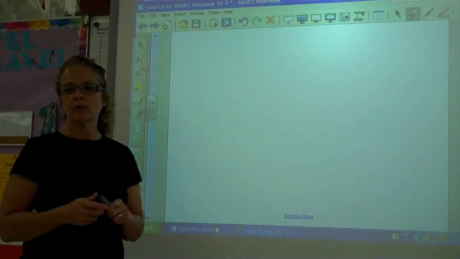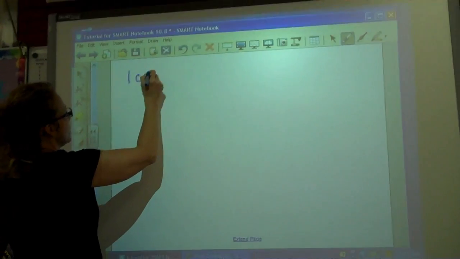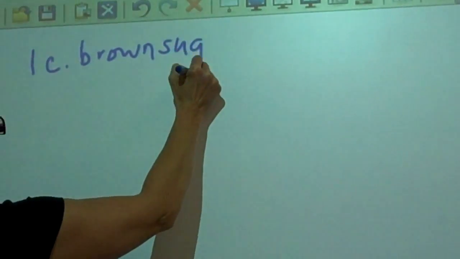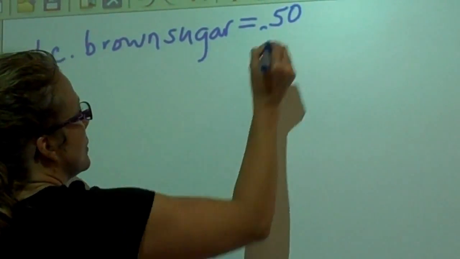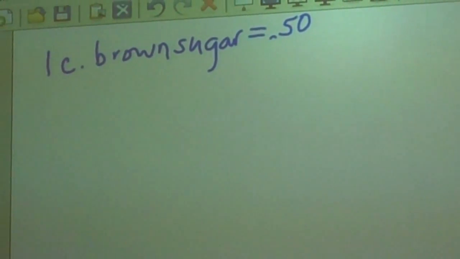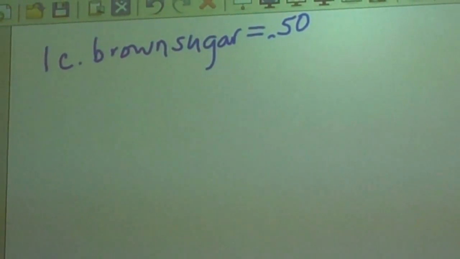Okay, the first ingredient that you needed to look up was brown sugar. And our recipe tells us that 1 cup of brown sugar is 50 cents. Now, since the recipe calls for 1 cup, there's no need to do any math. It's just 1 cup of brown sugar is 50 cents. You need 50 cents, so there we go.